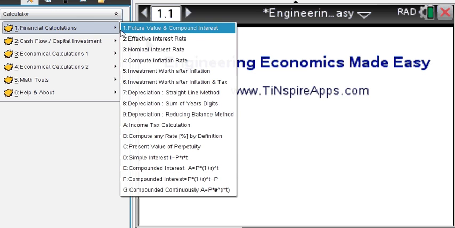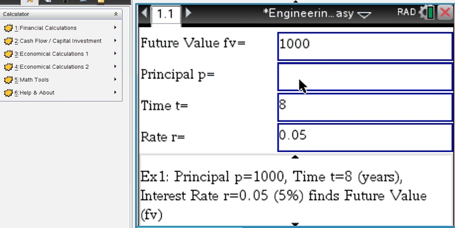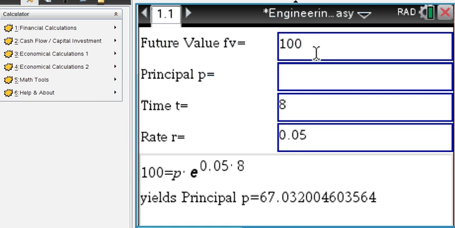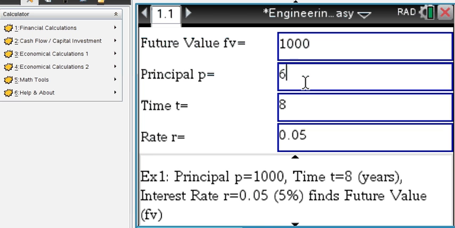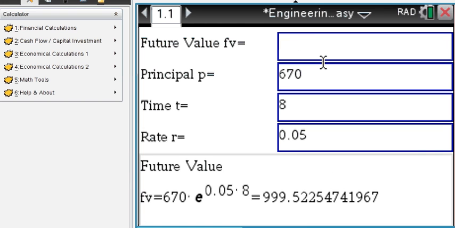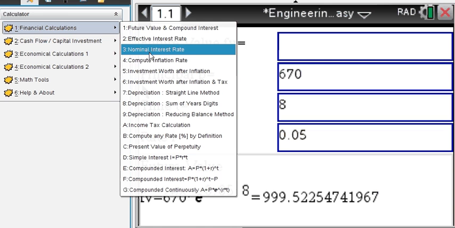So let me give you some ideas. Future value: you can compute the principal given the future value by leaving the box for the principal empty, and you can see the principal is 670. If you are given the principal, let's say it's 670, and you want to figure out the future value, then you just leave the future value box empty and you get around 1,000 as a future value. That makes sense.